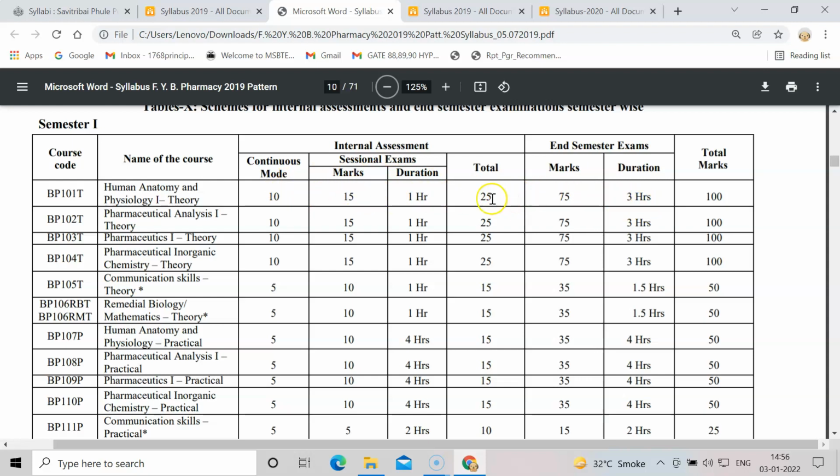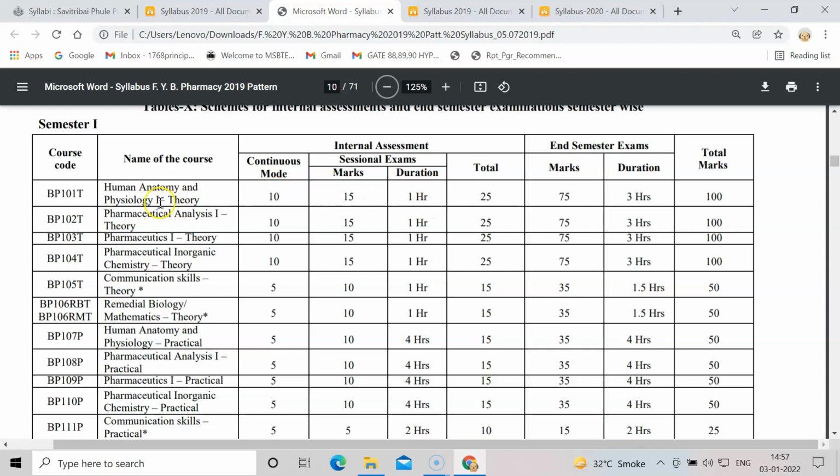Everything has been conducted in the college, as per the college. So there are two parts in internal assessment. One is continuous mode and the second one is sessional examination. The sessional examination is like a class test. It is for 15 marks and the duration is 1 hour, and continuous mode is for 10 marks. So how are the marks for continuous mode given?